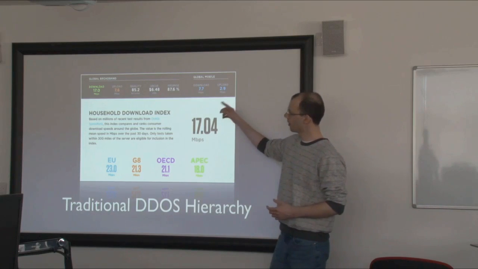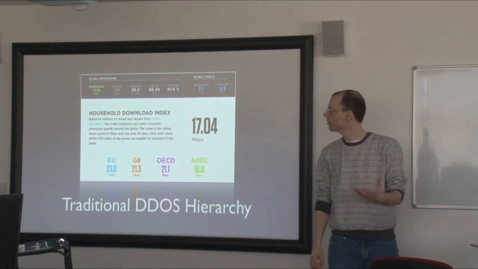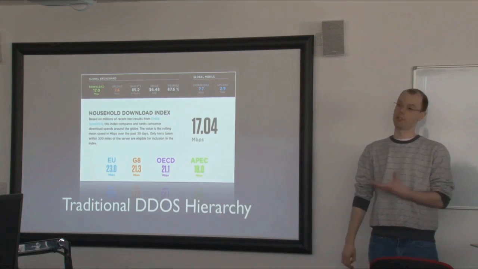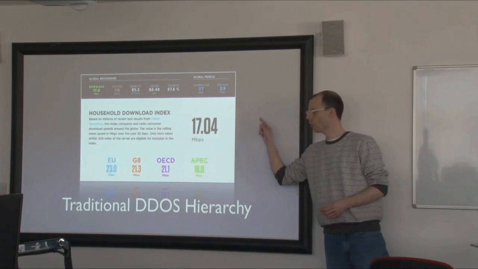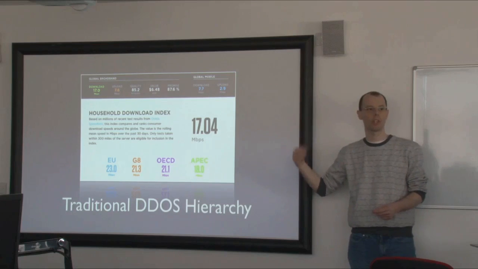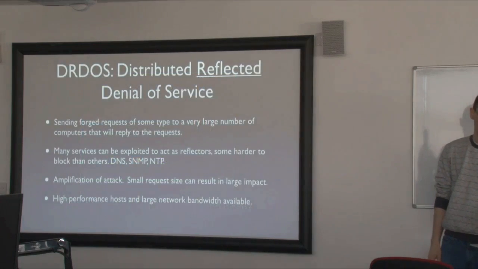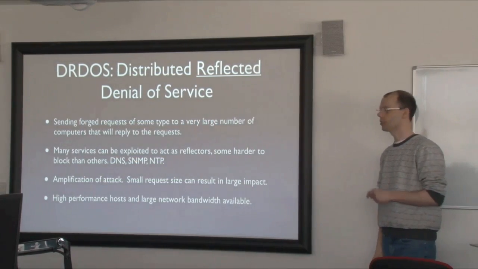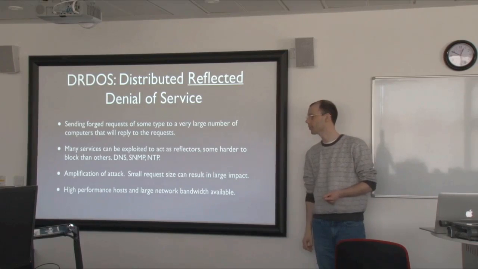Around the world, the average for broadband connections is about 17 meg. Some of you in Aberdeen may not even be getting that, but around the world, that's the average. So if you want to get a lot of traffic, you need a lot of machines each pulling down 17 meg, so you have to get a lot of machines in your zombie network. Whereas what I'm looking at specifically is a refinement to that attack, which is called a reflected denial of service.